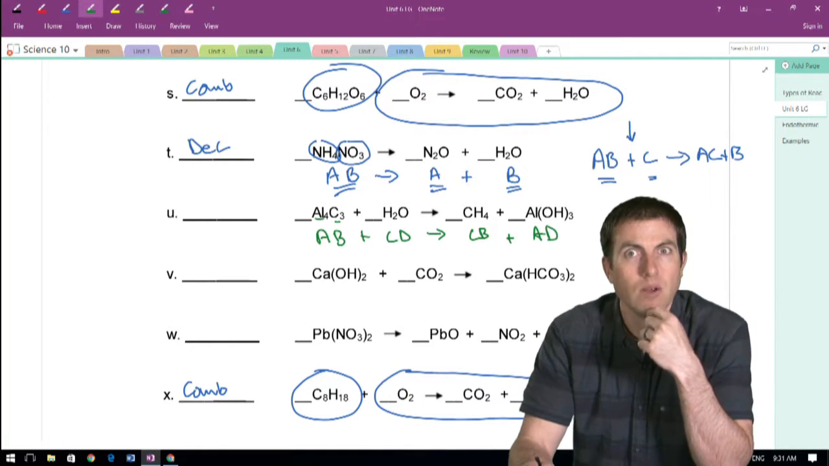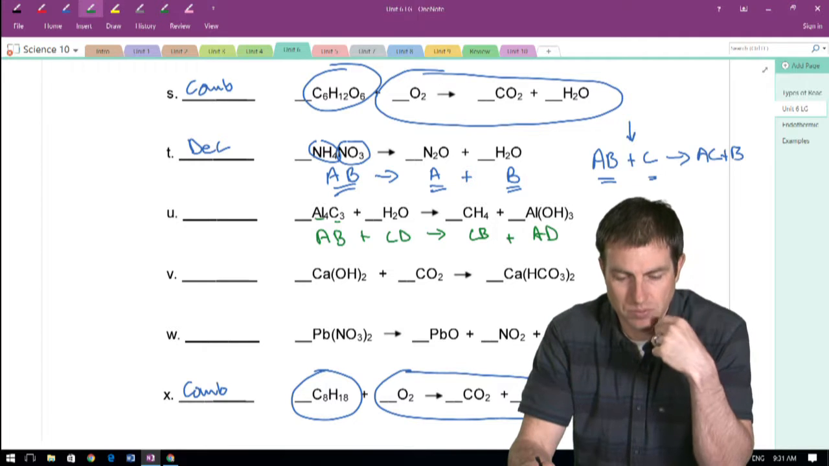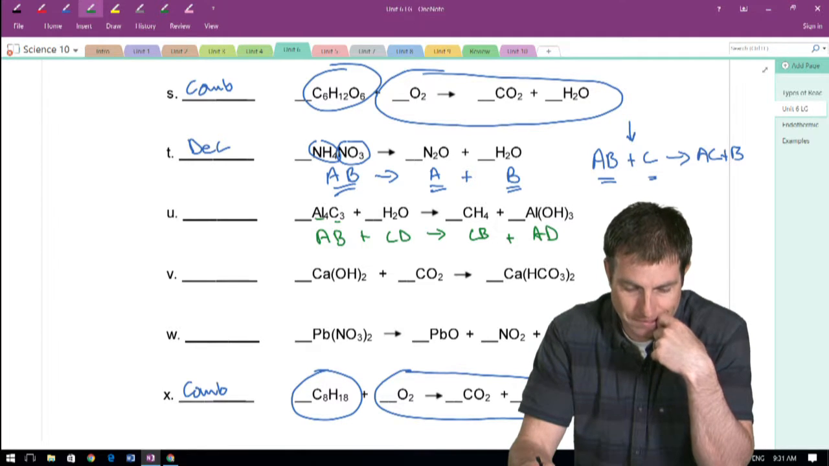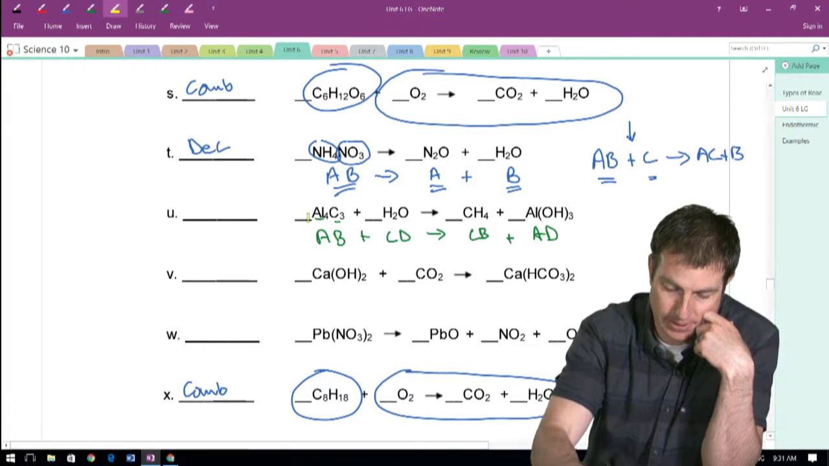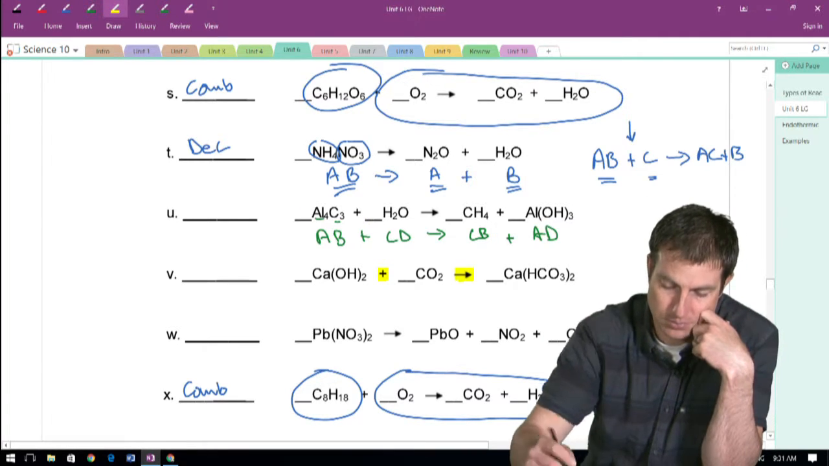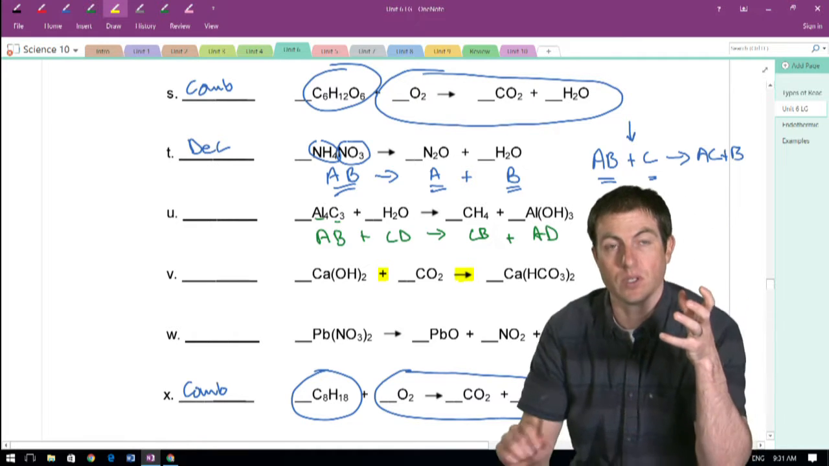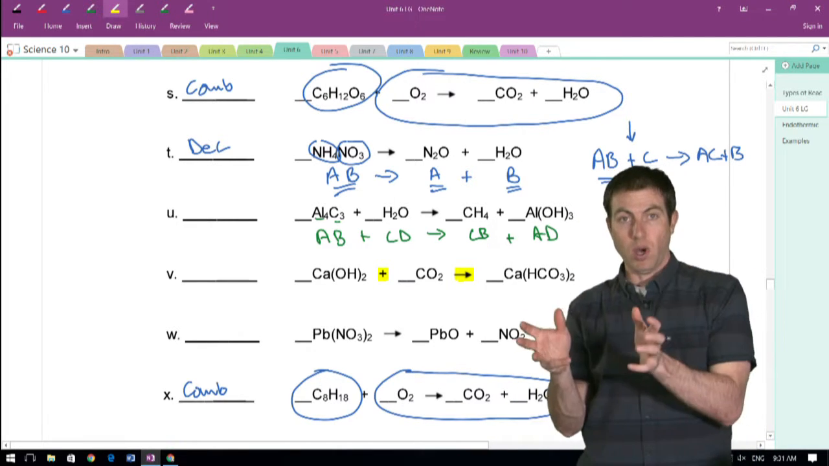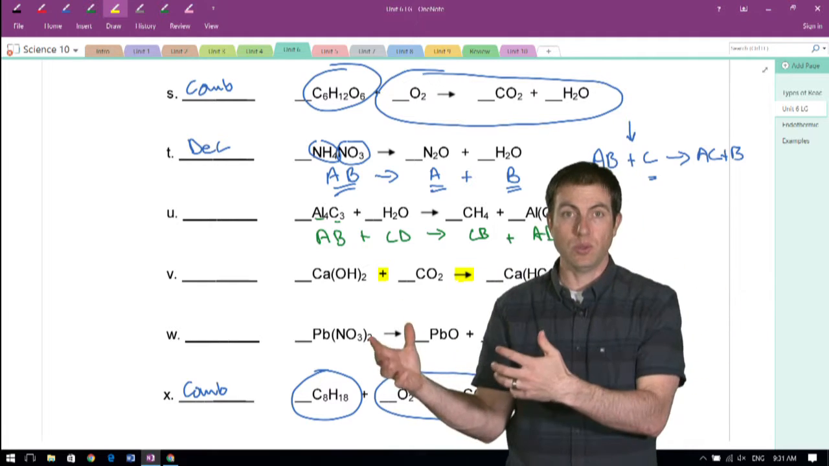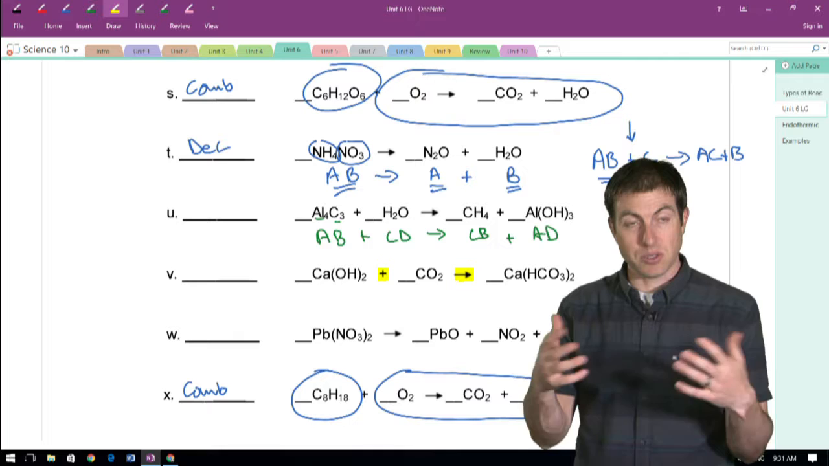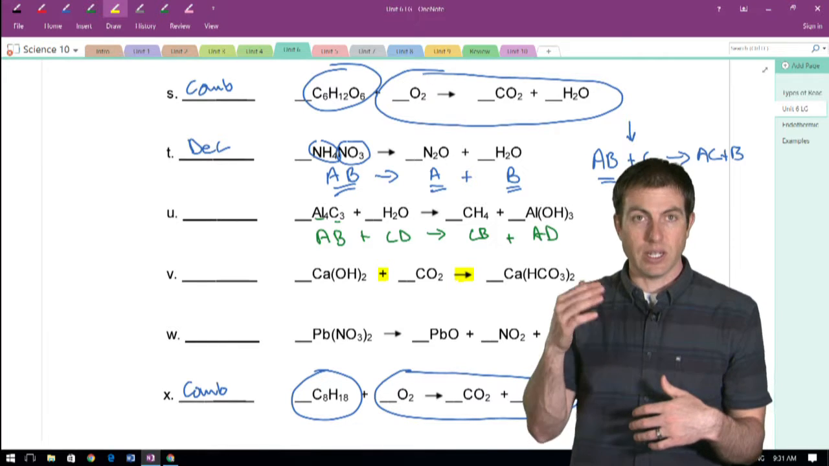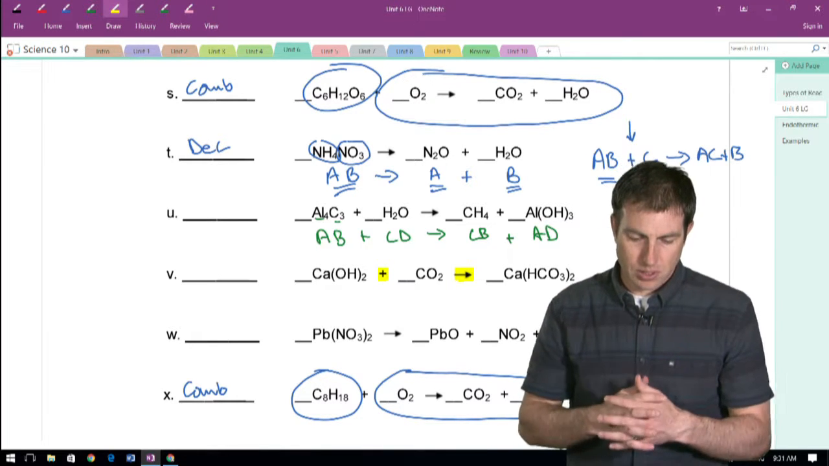Maybe what might be worthwhile until we've seen a lot of these is, when you get to a question, maybe even just highlight the plus signs and then the arrow to see, am I starting with two things and ending with one? Am I starting with two and ending with two? Am I starting with one and ending with two? And that might make it a bit easier to narrow down the choices.